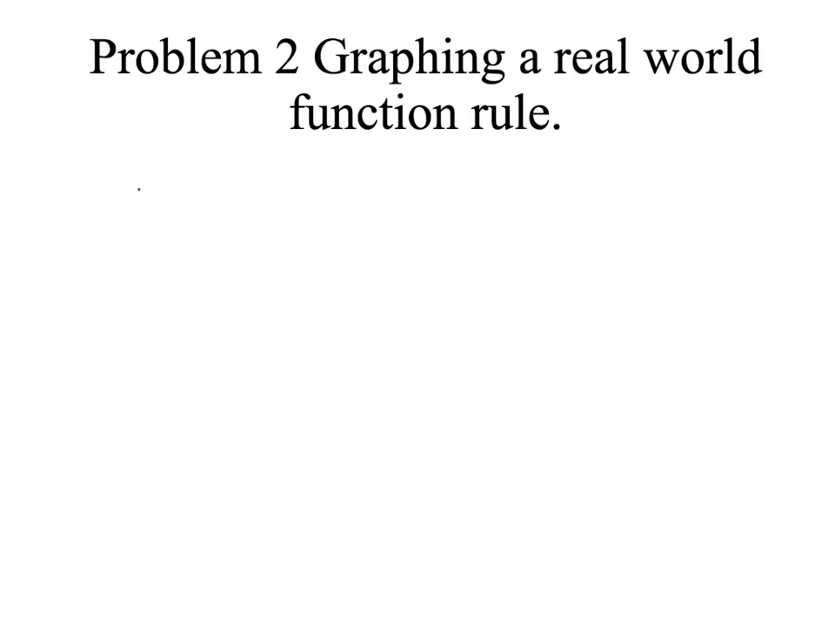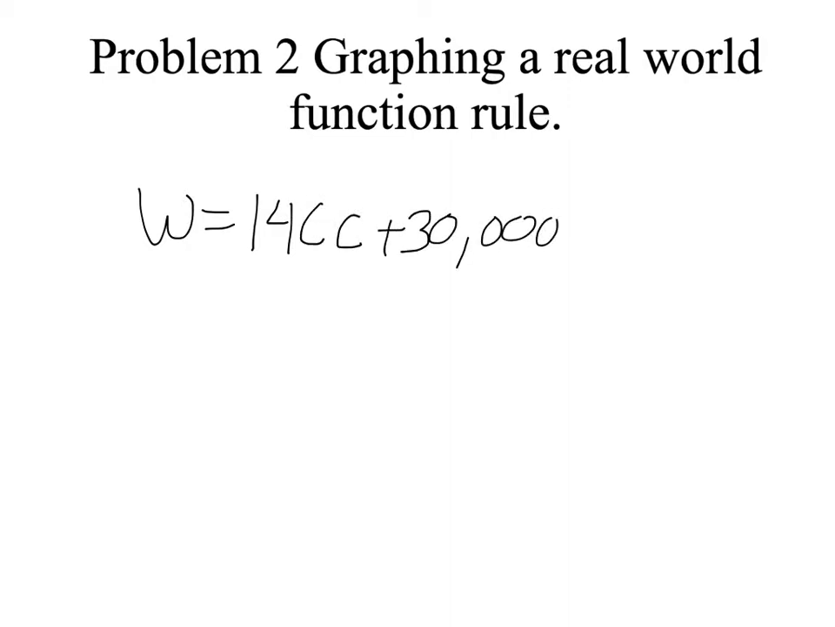It says the function rule W equals 146C plus 30,000 represents the total weight W in pounds of a concrete mixer truck that carries C cubic feet of concrete. So if you've ever seen those trucks on the road, they're spinning as they drive, mixing concrete. Obviously the truck is 30,000 pounds itself, plus 146 times however much concrete is in there. So it's going to be very large.